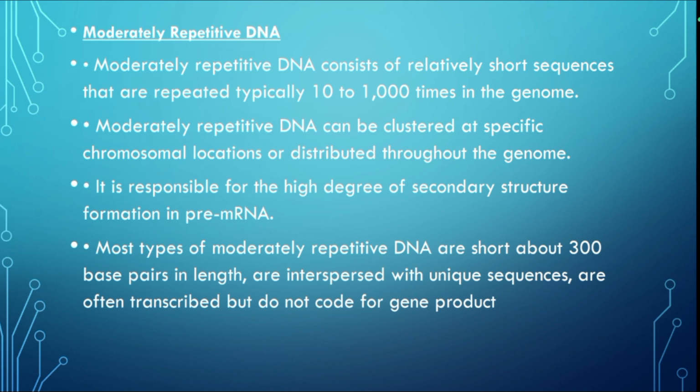Moderately repetitive DNA. Moderately repetitive DNA consists of relatively short sequences that are repeated typically 10 to 1000 times in the genome. It can be clustered at specific chromosomal locations or distributed throughout the genome. It is responsible for the high degree of secondary structure formation in the pre-mRNA. Most types of moderately repetitive DNA are short, about 300 base pairs in length, are interspersed with unique sequences, and are often transcribed but do not code for a gene product.